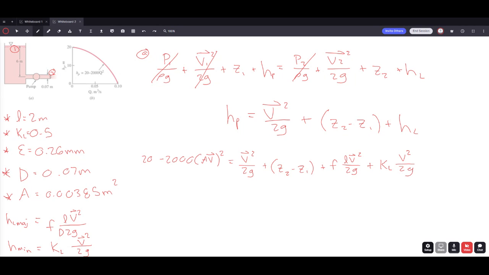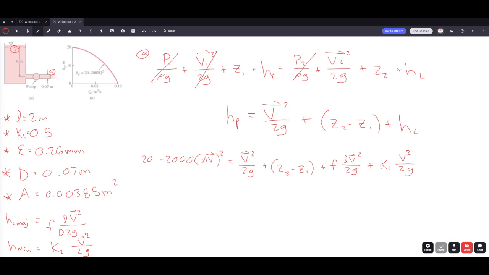All right, and then I think we have all our values. Let's see, delta Z is 6 because of the change in elevation. Friction factor, we need to do friction factor. All right, so on the Moody diagram, since this is wholly turbulent, it's going to be on the right side.